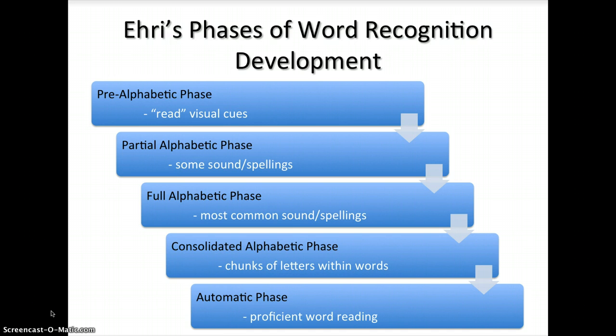And that takes us to the automatic phase, and this is proficient word reading. This is where we would all be. We look at a word, we typically don't have to sound it out unless it's completely unfamiliar to us, because we've built this memory of these words.